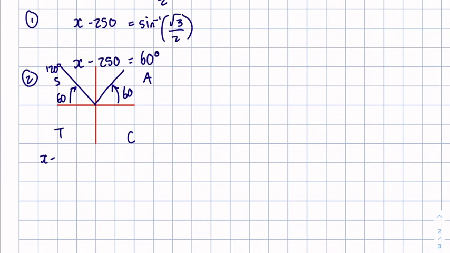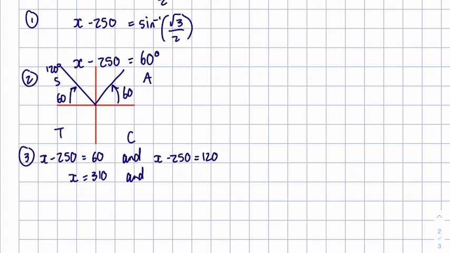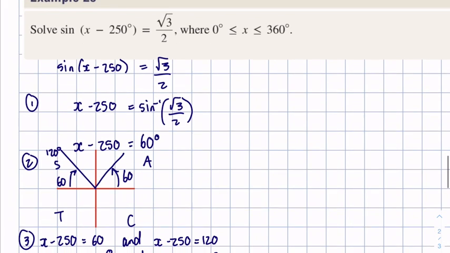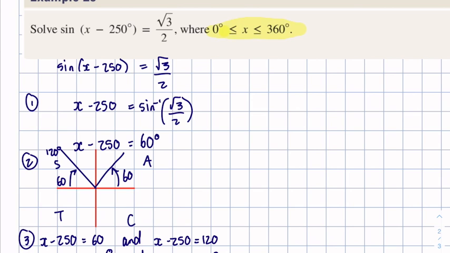So as our step 3, x take 250 equals 60, and x take 250 equals 120, which gives us x equals 310 and x equals 370. Double check our domain. Yeah, they're both between 0 and 360.